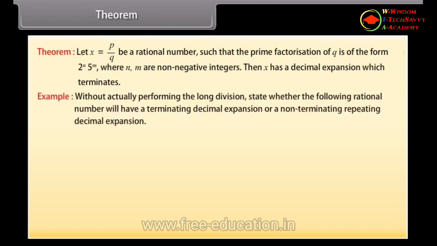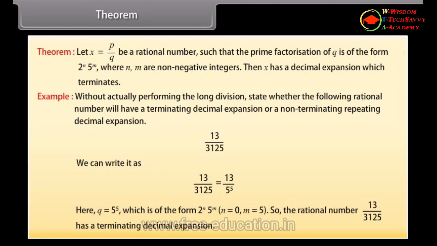Let us solve an example. Without actually performing the long division, state whether the following rational number will have a terminating decimal expansion or a non-terminating repeating decimal expansion: 13 upon 3125. We can write it as 13 upon 3125 is equal to 13 upon 5 raised to the power 5. Here q is 5 raised to the power 5, which is of the form 2 raised to the power n, 5 raised to the power m, n is equal to 0, m is equal to 5. So the rational number 13 upon 3125 has a terminating decimal expansion.